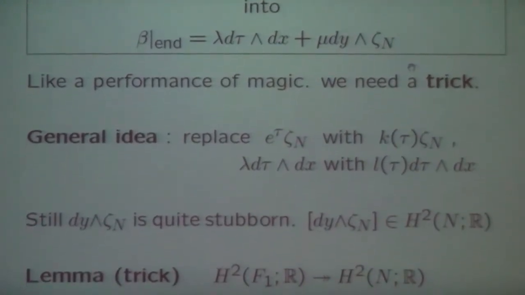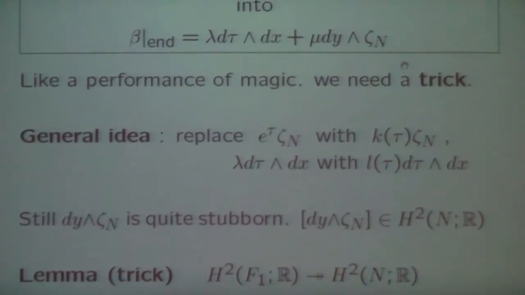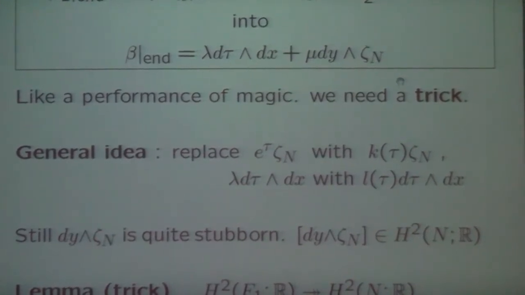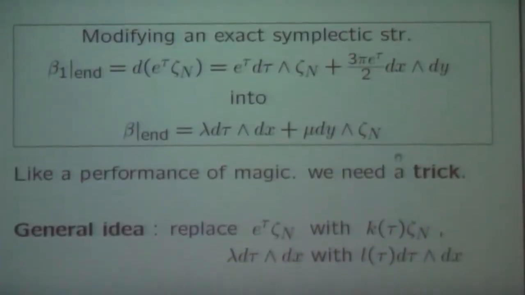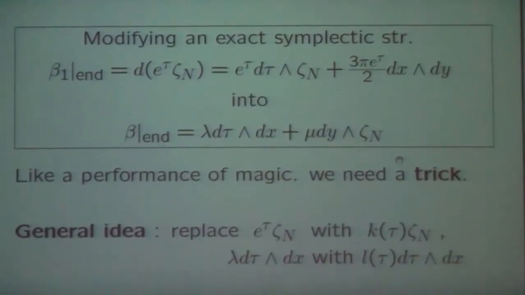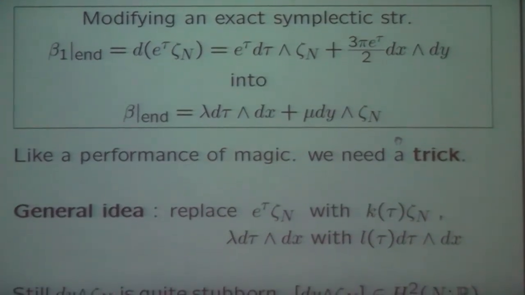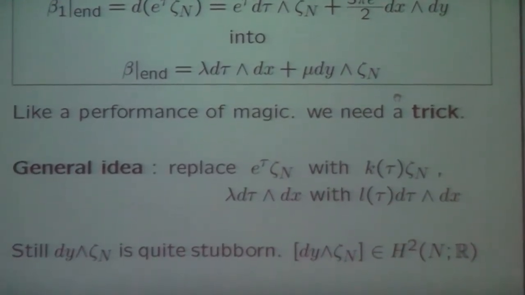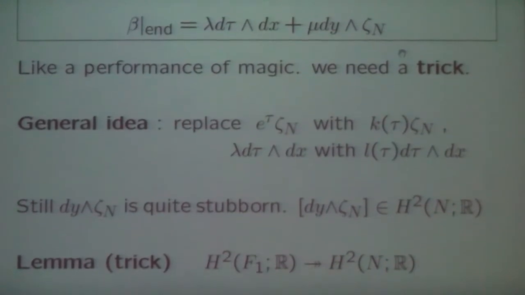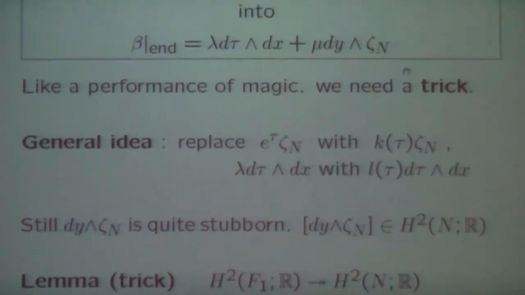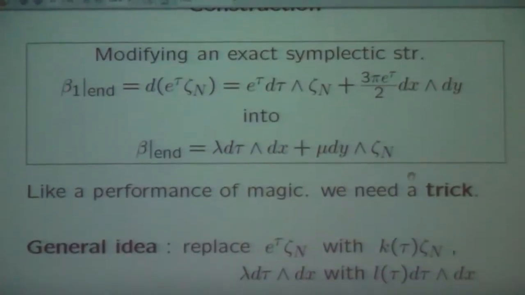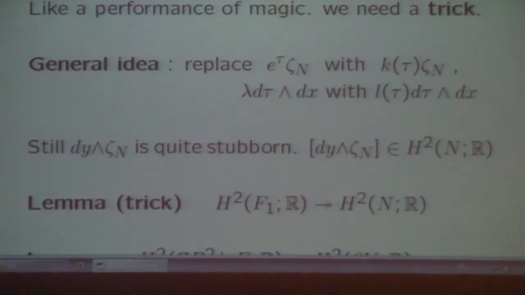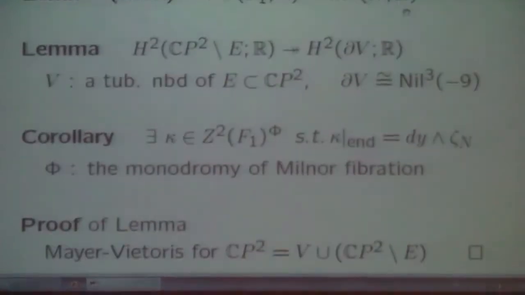And for the first term, I mean lambda d tau dx, that part is not difficult. Tau is a radial coordinate, it's a function, so e tau d tau is also an exact form, and d tau can be modified by our hand. But that dy zeta n is really stubborn, and if you perform some magic in front of the audience, you have to prepare some trick. So here is the trick.